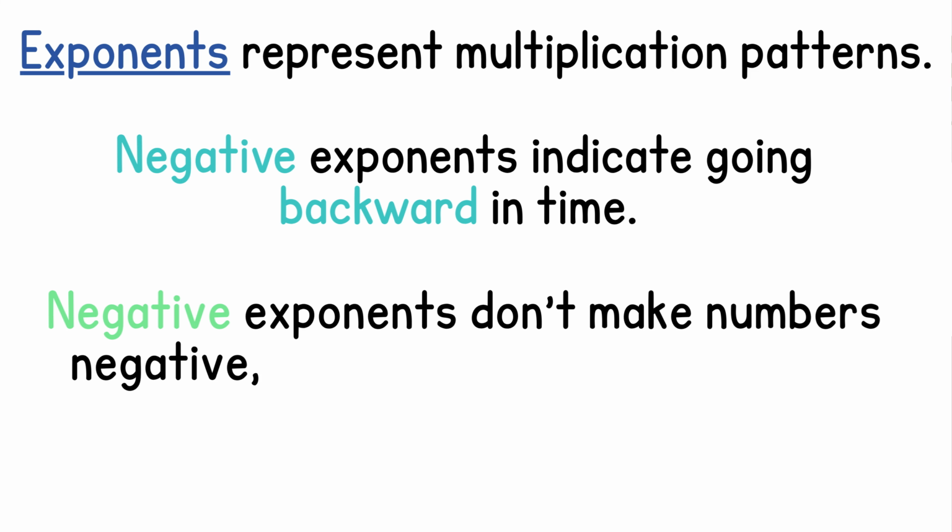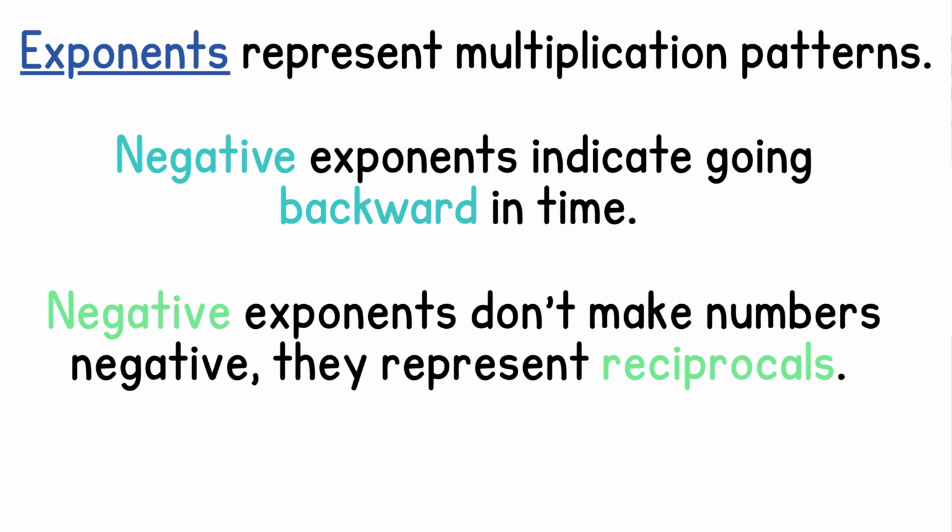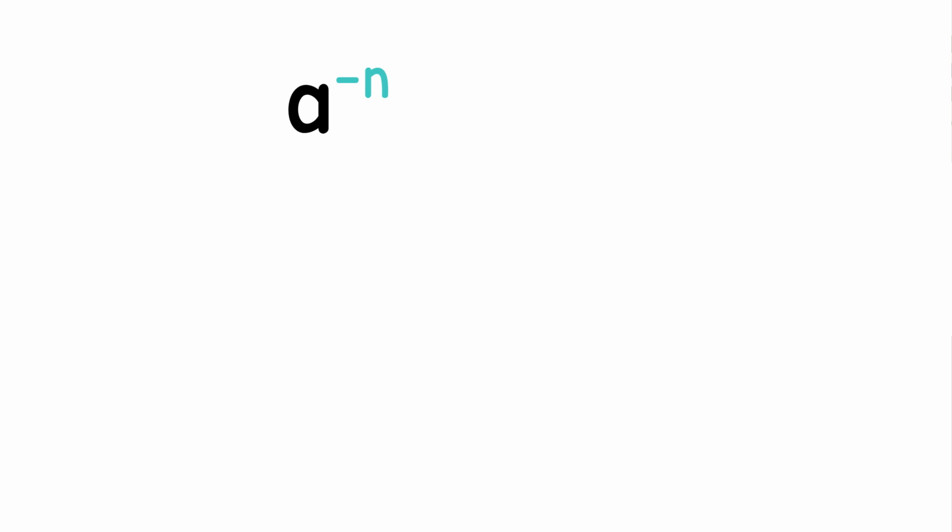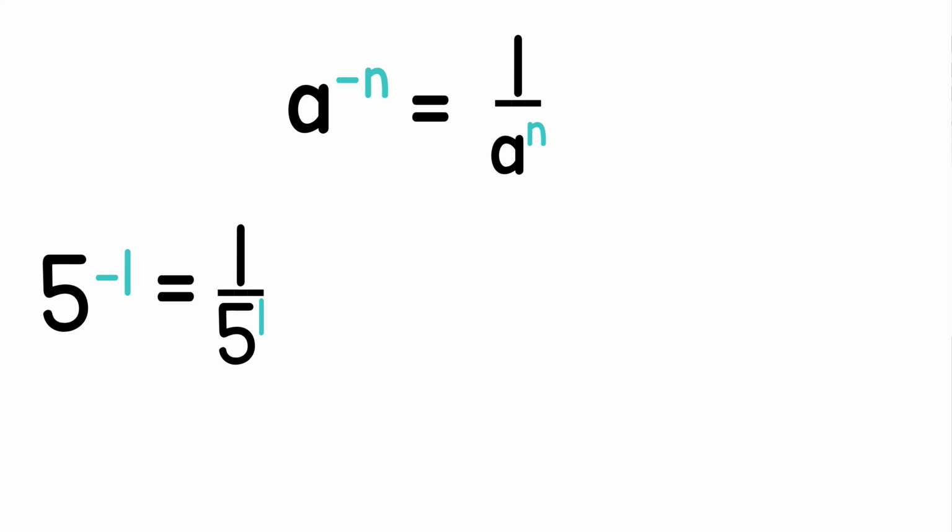Negative exponents don't make numbers negative, they represent reciprocals. So if we have an expression with a base of a and an exponent of negative n, then we can write this as a reciprocal so that the negative n becomes positive n. So if we have the value 5 to the negative first power, then we can write this as 1 over 5 to the positive 1. And this will give us 1 over 5.